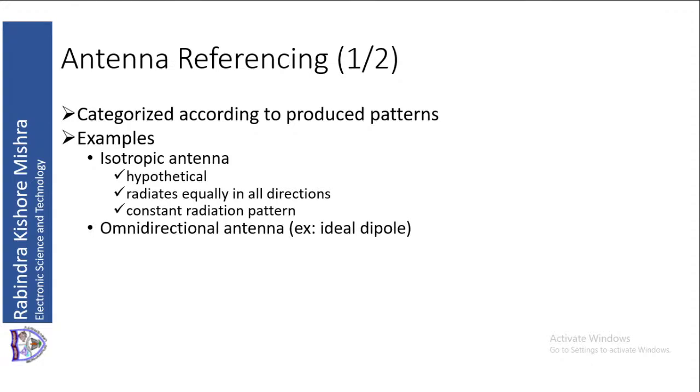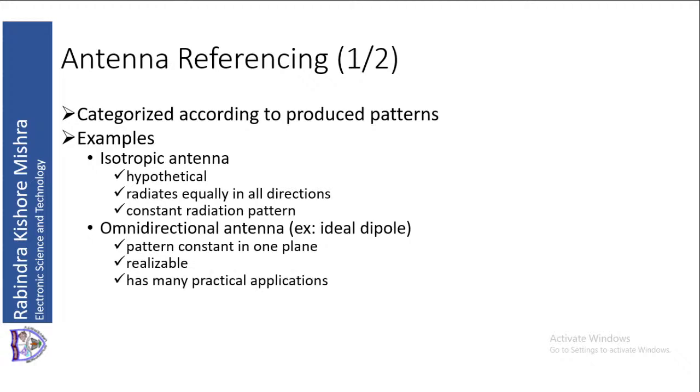Then the next antenna is very common, which is called the omnidirectional antenna. For example, an ideal dipole. Now, omni means omnipresent, present everywhere. So this has a pattern which is constant in one plane, not in all planes. This is not hypothetical, this is realizable. It has many practical applications. We'll discuss the practical applications later.